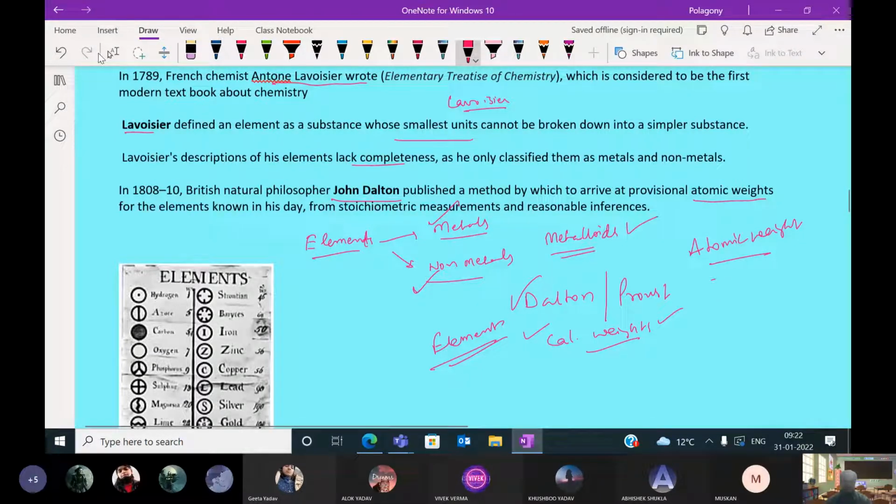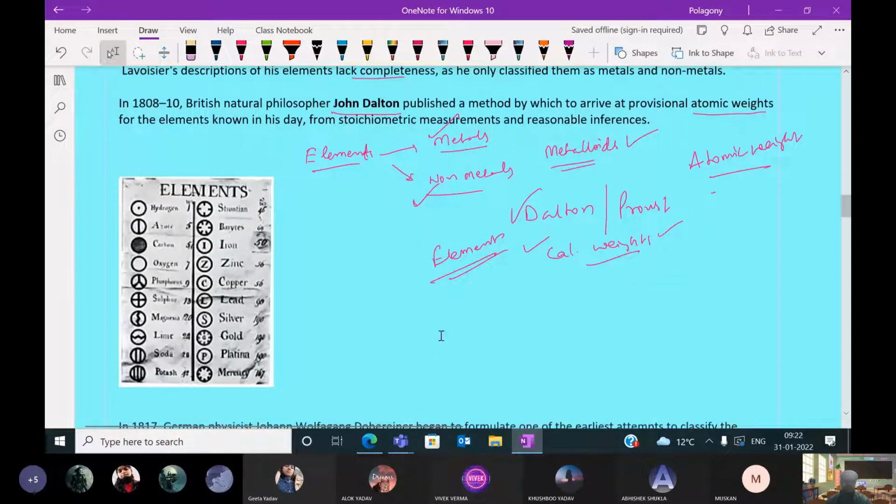This was at the beginning of the 19th century. This was the list of elements published by Dalton. He gave the symbols for hydrogen and azote, azote meaning nitrogen, carbon, oxygen, phosphorus, sulfur, and so on. And he also mentioned their atomic weights at that time.